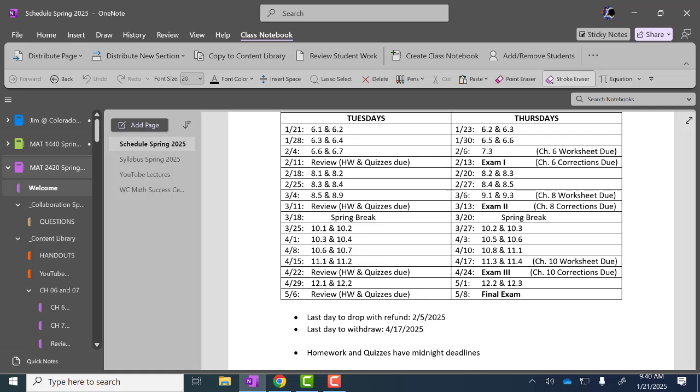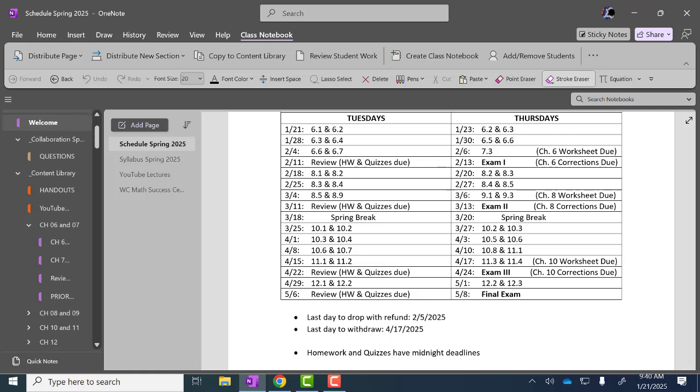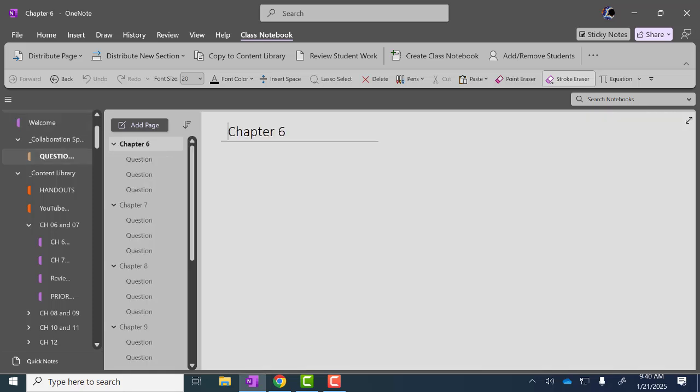So in this OneNote environment, there are a couple things. There is this collaborative space. This is space that you and I can both have read and write privileges. This is a great place for you to ask questions. If you have a question, you can click right here, and did I put instructions at the top or not? Well, I guess I'm telling you the instructions.